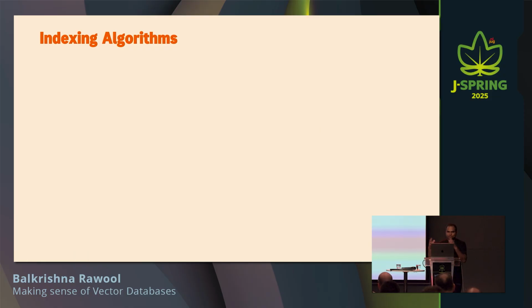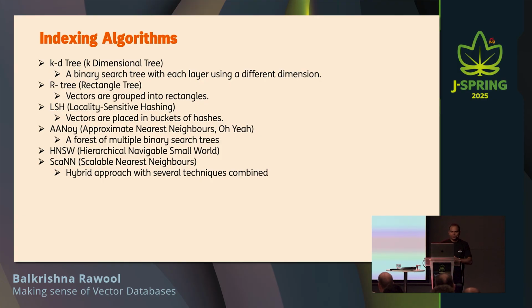So for any database, when you have lots of data, right? You need indexing to efficiently search through that. And that is the case also with vector databases. So there are a bunch of indexing algorithms for vector databases, like KD-tree, R-tree, LSH, ANNOY, HNSW, and SCANN. So these indexing algorithms are categorized into 3 categories. Some of them are tree-based, some are graph-based, and some are hash-based.